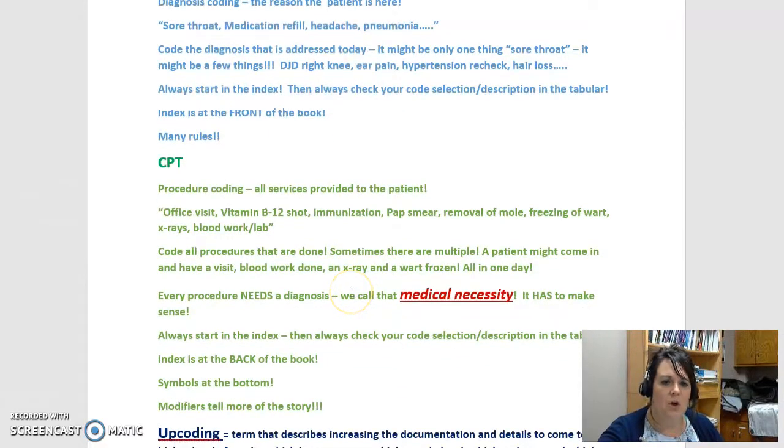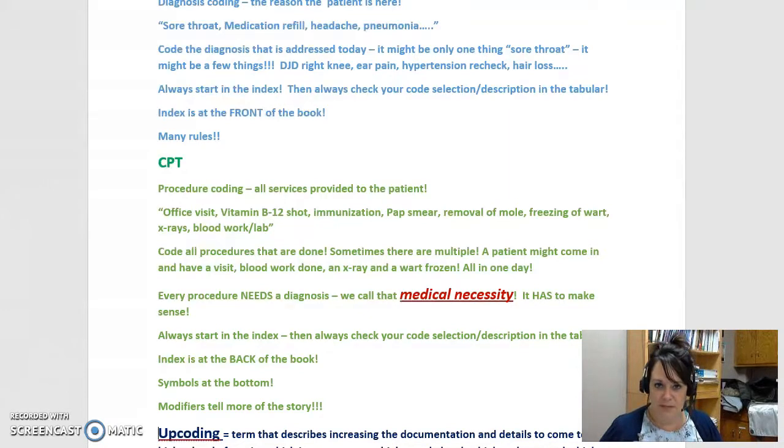In chapter 6, we went through CPT, P for procedural type coding. These are all of the services that are provided to our patient for that date of service or this appointment time. You might have an office visit. It might be that they came in for their vitamin B12 shot. It could be that they need immunizations. They're there for their annual physical and pap smear, removal of a mole, freezing of the wart, x-rays. Maybe they just came in for chest x-rays today. Maybe they came in for blood work. All of those are reasons that the patient might be here at this date of service or at this appointment time.